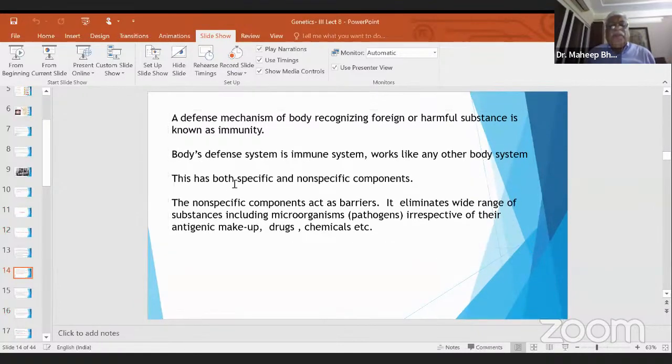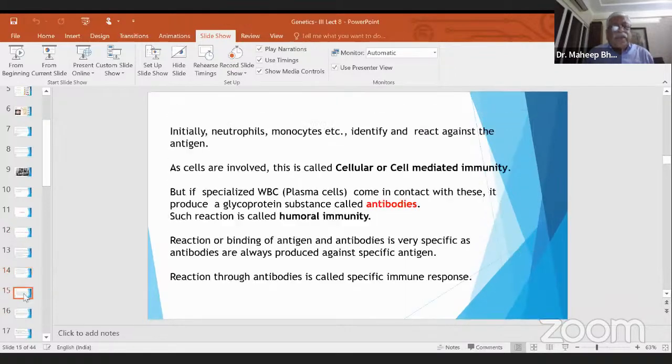These components are basically non-specific components, and they remain in our body throughout our life. Secretions remain throughout our life, and other things also remain throughout life. Okay, or I will define it again later on.